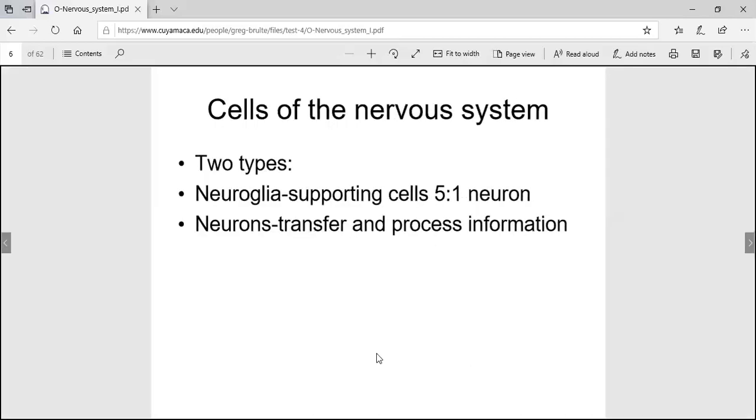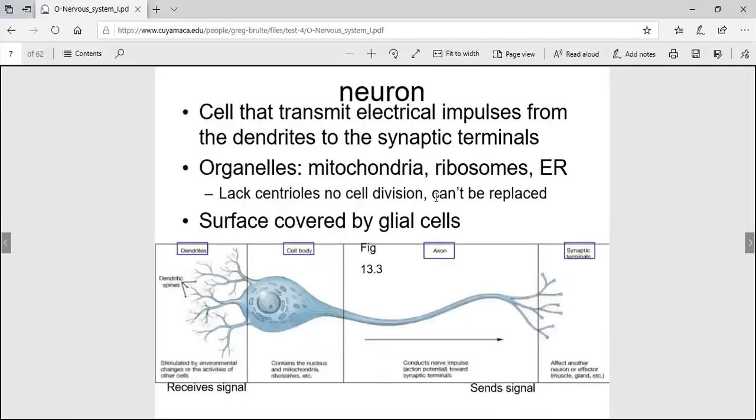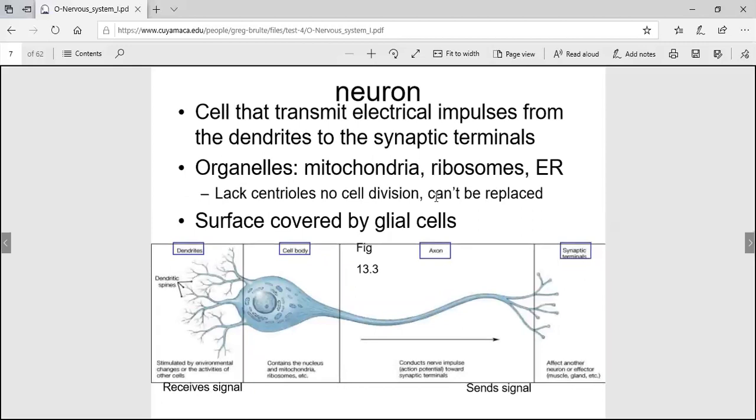So, cells of the nervous system, two types. You have neuroglia that we mentioned a little bit earlier. Take this number with a grain of salt, 5 to 1. I've seen other texts say 10 to 1, and other scientists say 50 to 1. Who knows? It's more, right? You have more neuroglia, which are supporting cells, and you have different types. Then you have neurons. You have lots of neurons, and I forget the exact number. Your book has it, so don't forget to read your textbook. It's like a text message, it's just really long. All right.